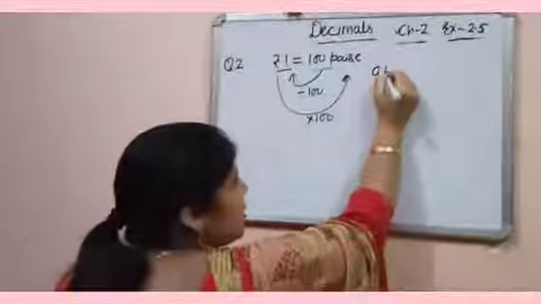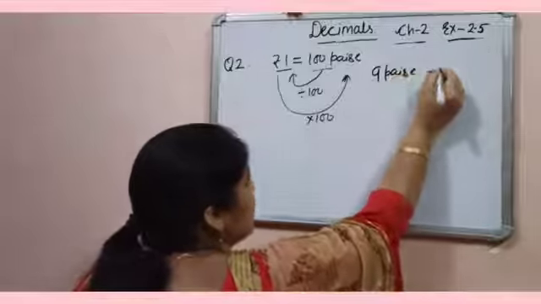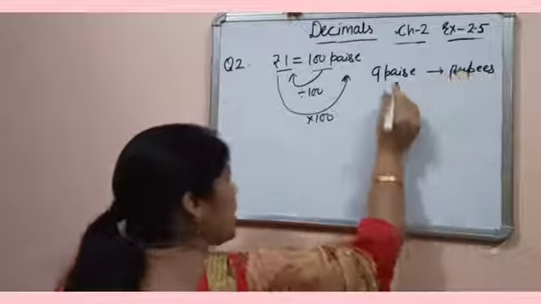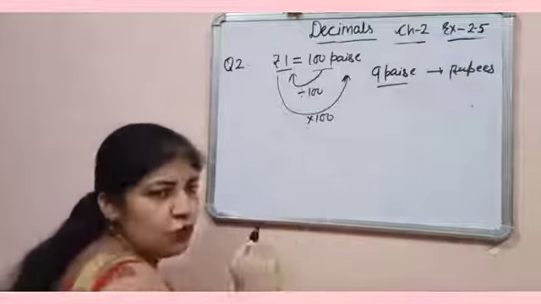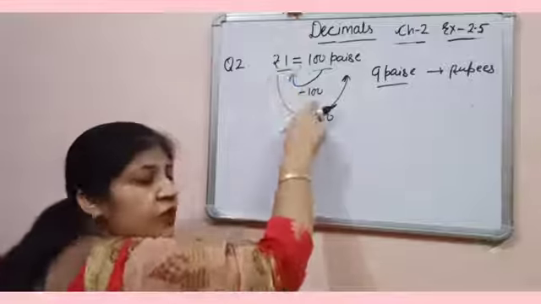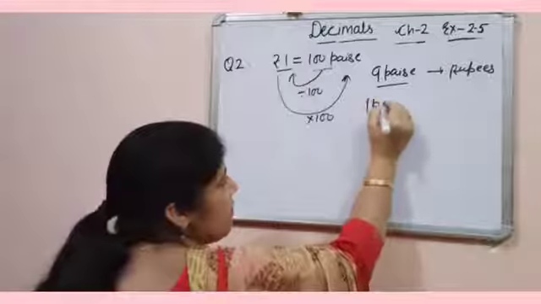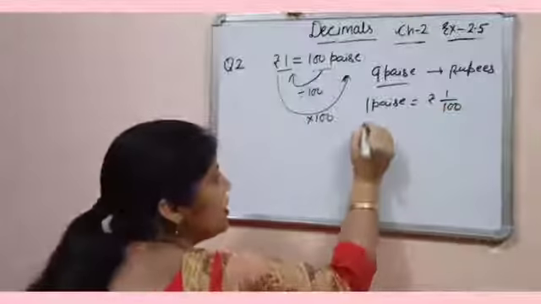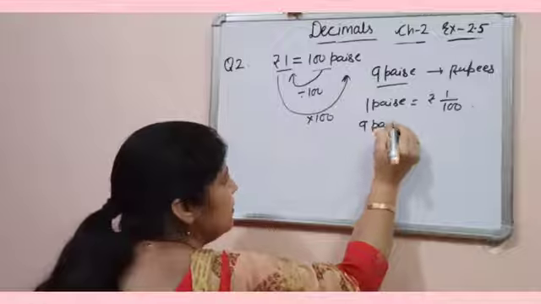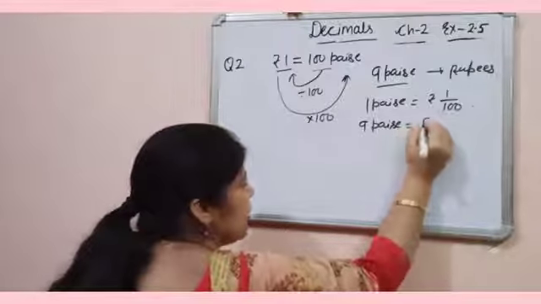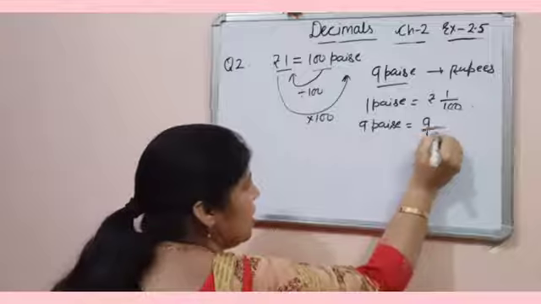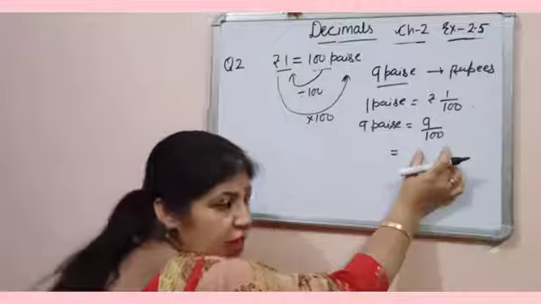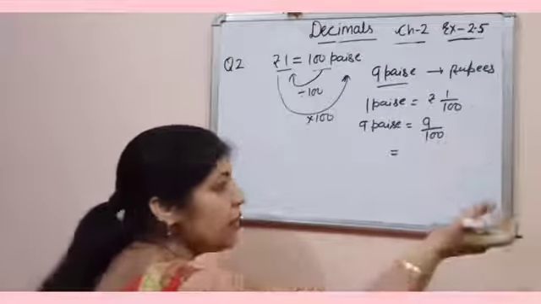Convert 9 paisa into rupees. Now for converting paisas into rupees, you have to divide. And you know 1 paisa will be equal to rupees 1 by 100. So 9 paisa is 9 by 100. Now we will put the decimal. This is a decimal fraction and now we convert it into a decimal number.